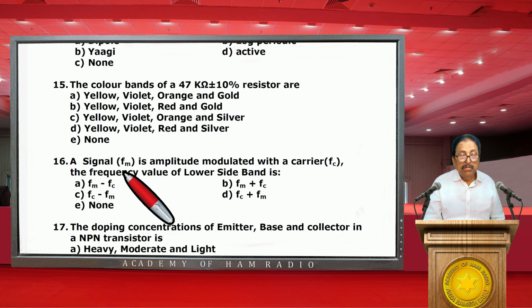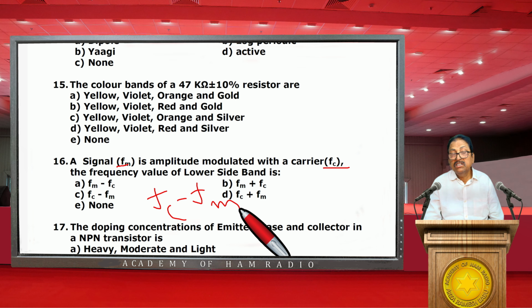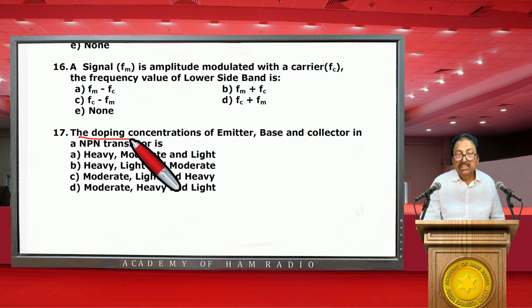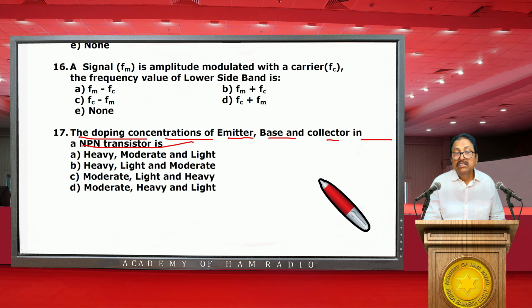A signal FM is amplitude modulated with a carrier FC. The frequency value of the lower sideband is: this is the modulating frequency, this is the carrier frequency. So the signal frequency is FC minus FM, carrier frequency minus modulating frequency. This is the correct option. Charlie is the option.